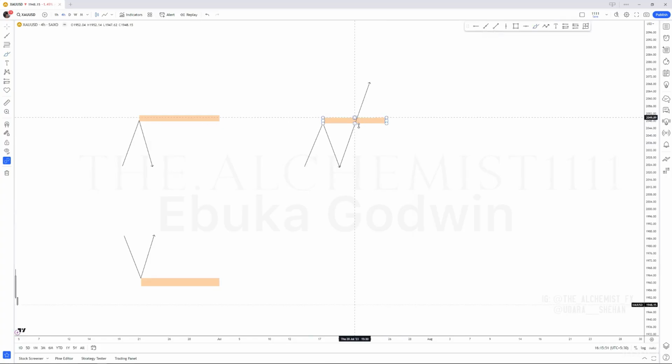Remember that. Once the resistance is broken, it will turn into a support. So we call this RBS: resistance broken, turning into a support. This was a resistance. Now it is broken, then it turns into a support. That is why we call it RBS. Very simple. I'll show you examples.